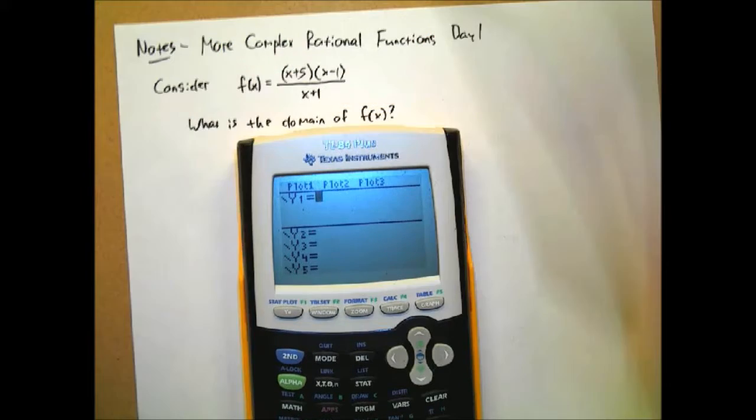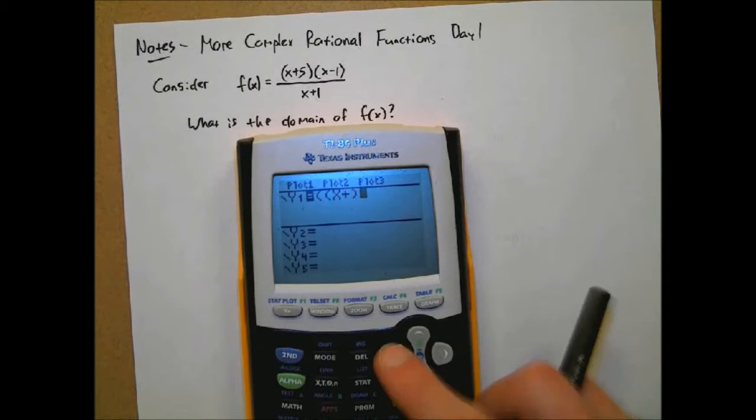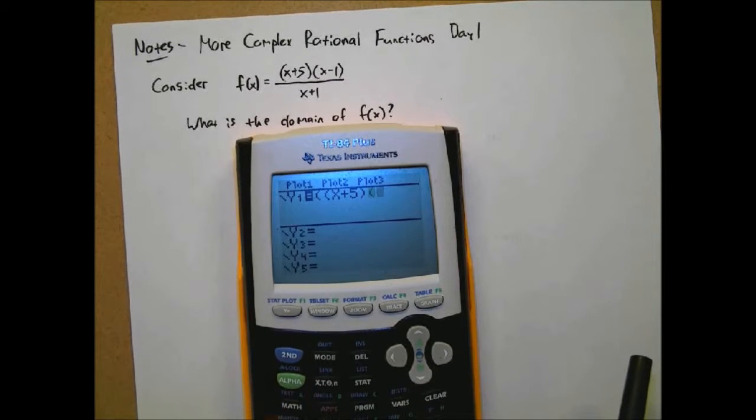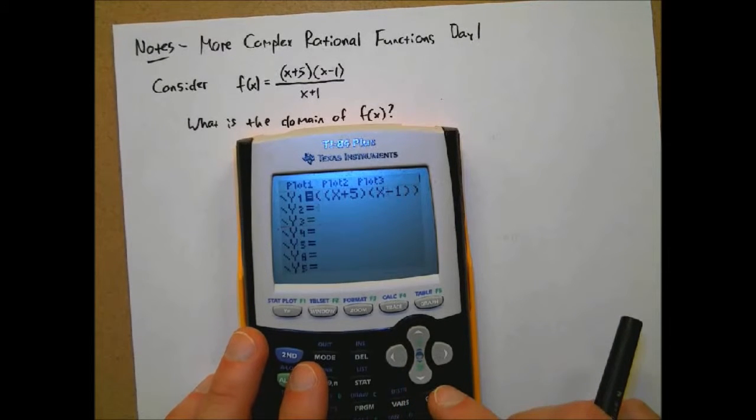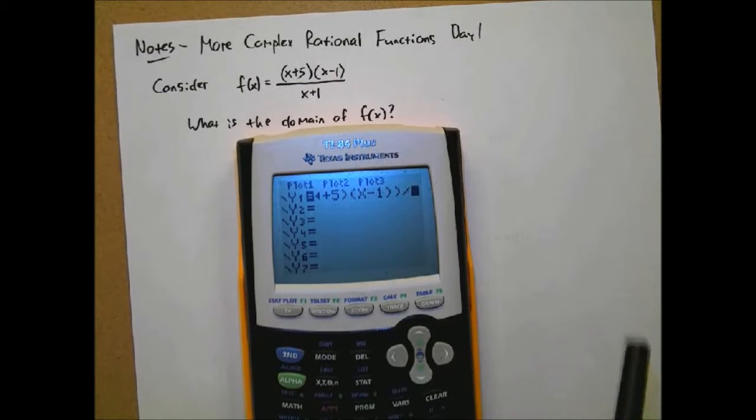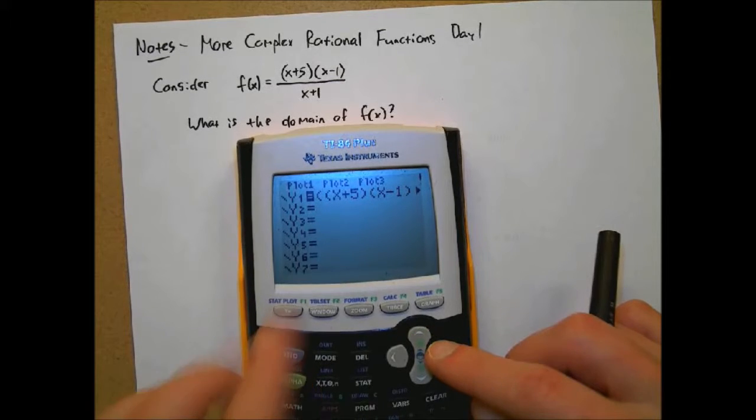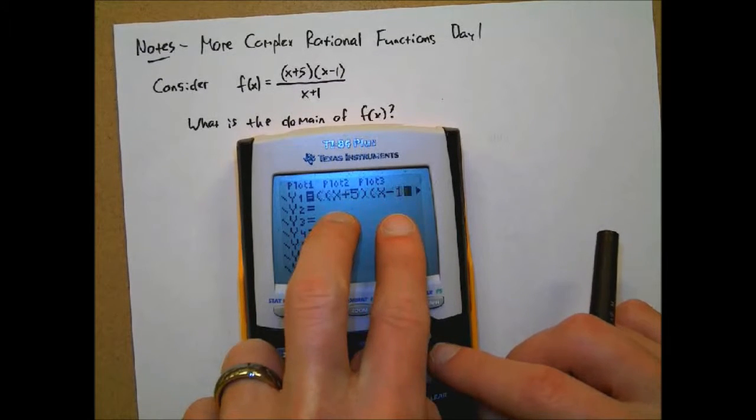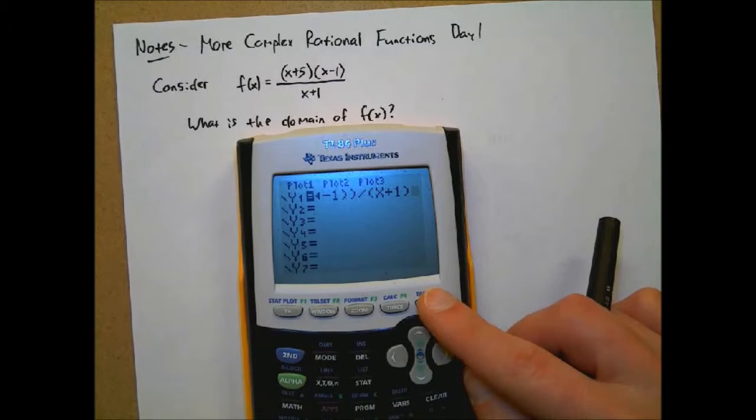So I'm going to say parenthesis x plus 5, and then parenthesis x minus 1, and then close that. So you can see what I've got right there. There's my numerator. And then I'll do divided by parenthesis x plus 1. So I have the x plus 5 times x minus 1 in a set of parentheses, then division, then a set of parentheses around the denominator, x plus 1 there. And we'll graph it.